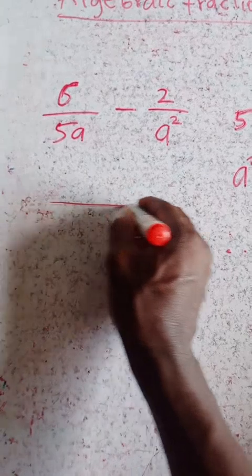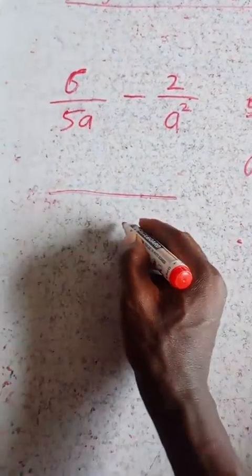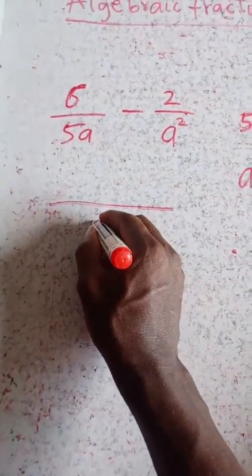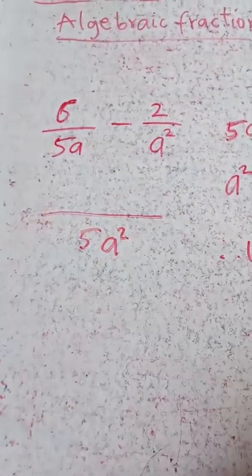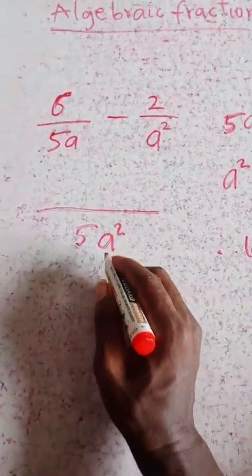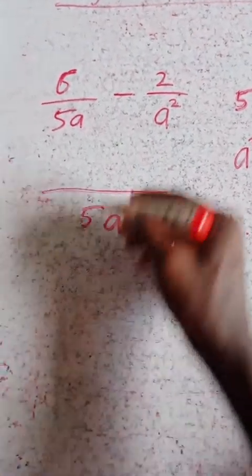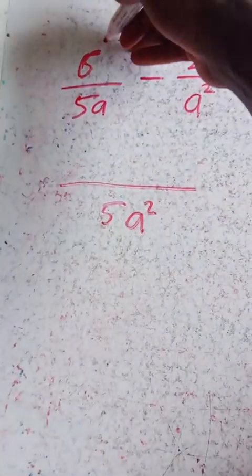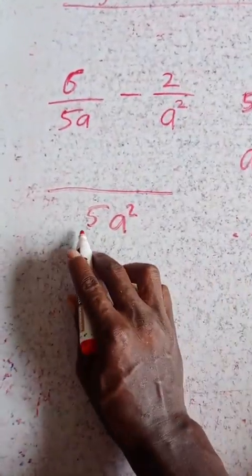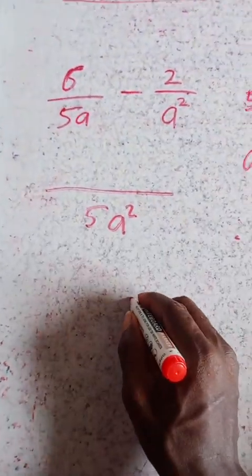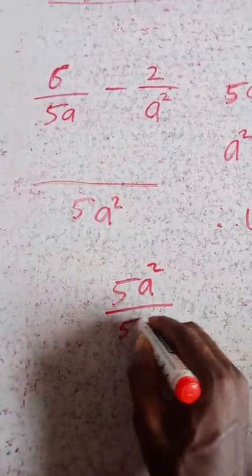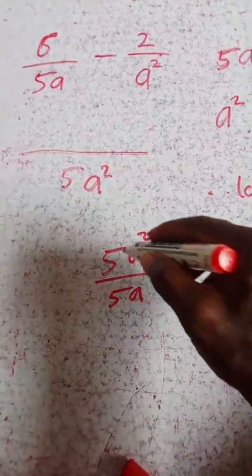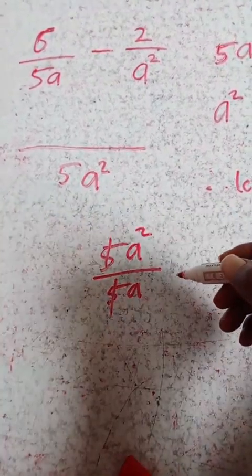So you draw a line like this and write down the LCM, which is 5a squared. Are you getting it? We use the LCM to divide the denominator and then multiply by the numerator. So 5a squared divided by 5a. This 5 will divide this 5 to give 1.